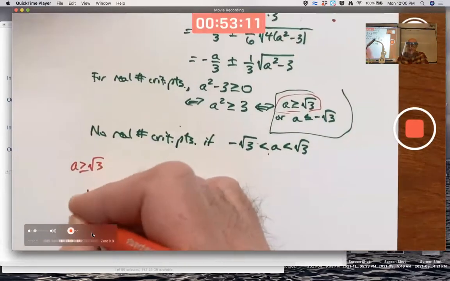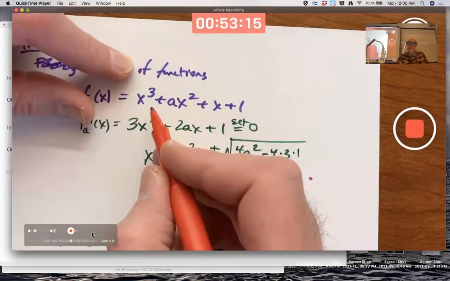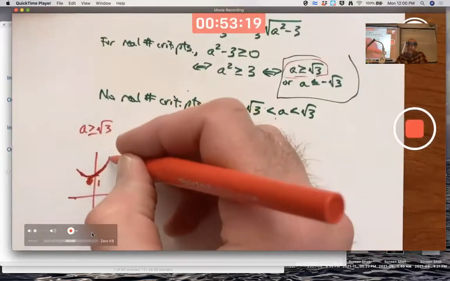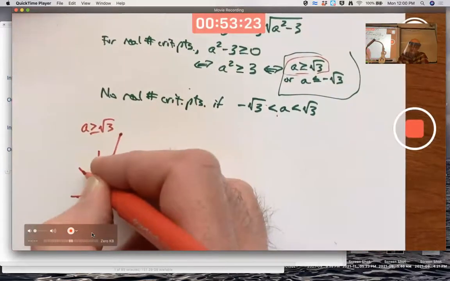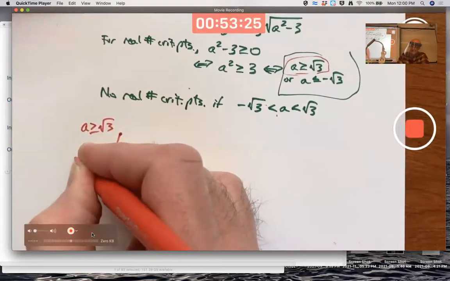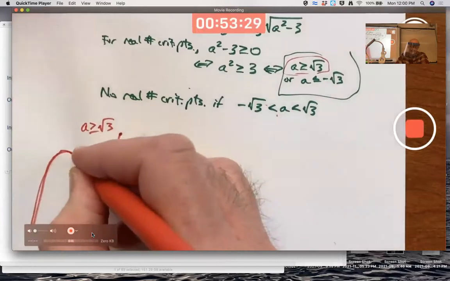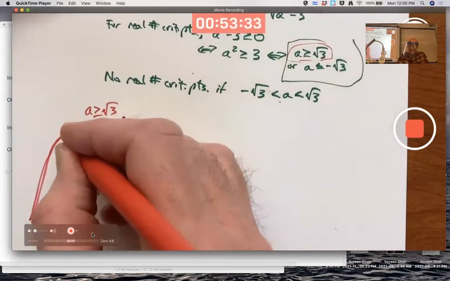And then in the end, I know it's also a cubic, so I know the end behavior. You're going to go to positive infinity as x goes to positive infinity, and negative infinity as x goes to negative infinity. So even though it grows pretty rapidly at first, it's got to come back down. I know it's got to be basically this kind of picture when a is bigger than root 3, and you've got two critical points, one right about there, one right about there.